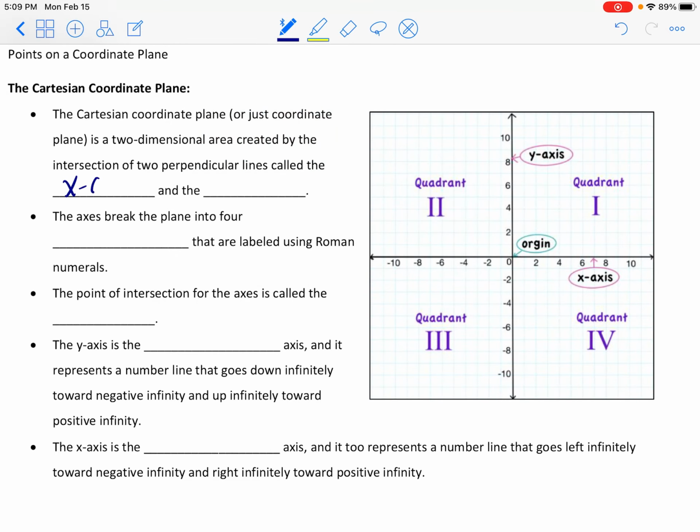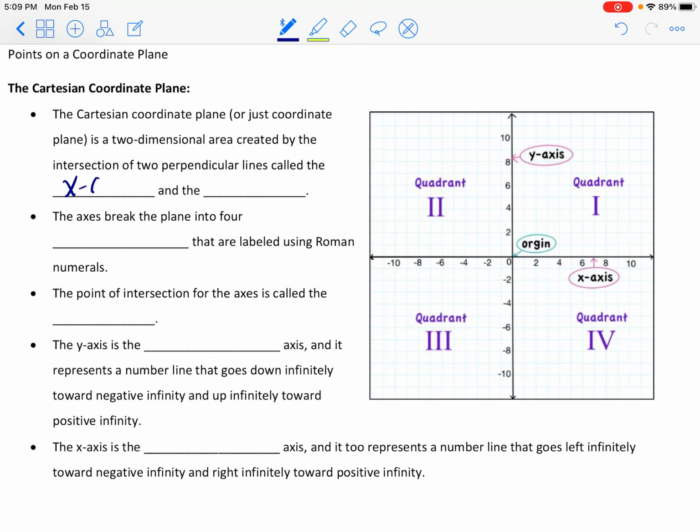The y-axis is the vertical axis. It represents a number line, and you can see that it's labeled with numbers there. It goes down infinitely toward negative infinity, so it'll go down forever, and it goes up infinitely toward positive infinity, so it goes up forever. It's just a number line where 0 is right smack in the middle, and then it goes up and down forever. And then the horizontal axis, again, that is the x-axis.